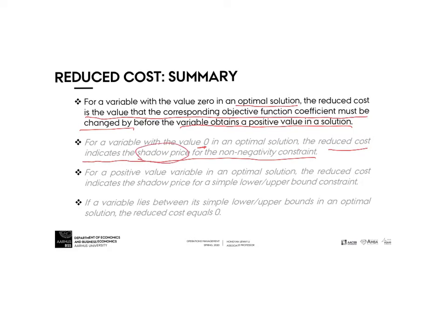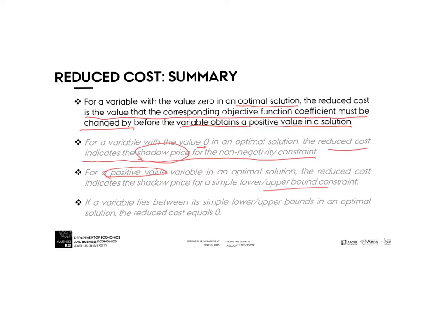For a positive-valued variable in an optimal solution, for example xa, the reduced cost indicates the shadow price for simple lower or upper bound constraints.